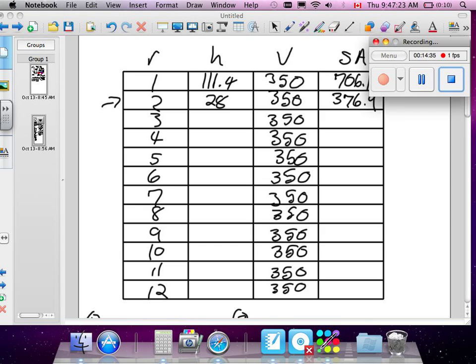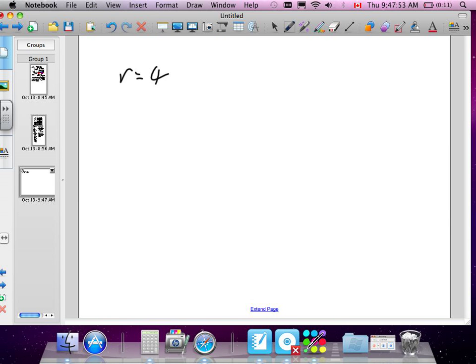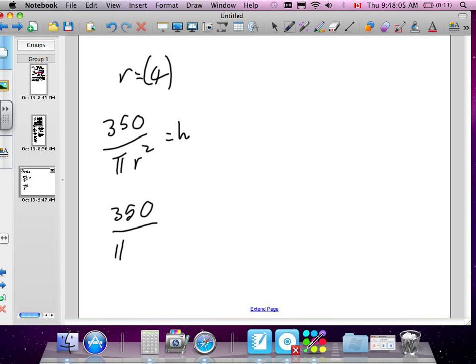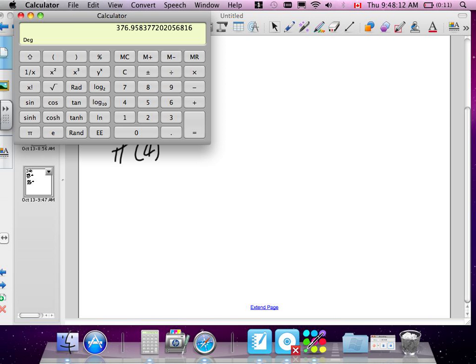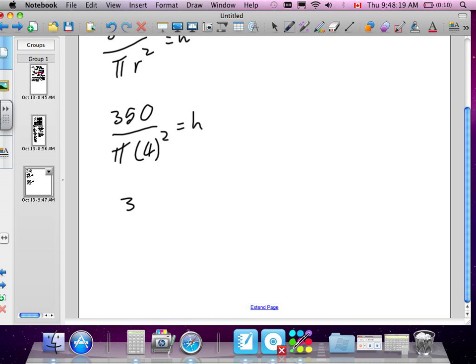Okay, so we're going to jump ahead to a radius of 4 because we assume that's going to be our minimal surface area. We're going to plug it into our formula. Height equals 350 over pi r squared. So we're going to plug the number 4 in for the radius. We get pi times 4 squared will give us our new height. So 4 squared is 16. 350 divided by pi times 16 will give us our height.